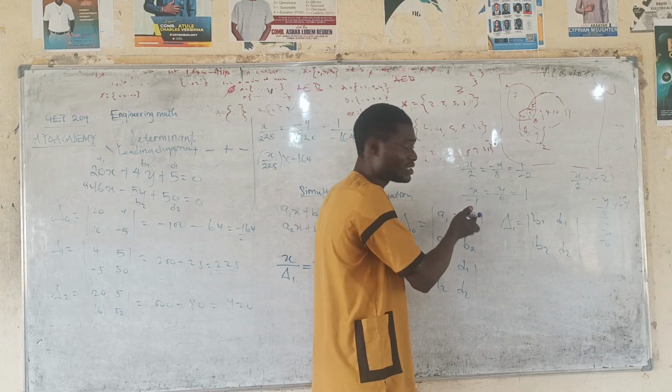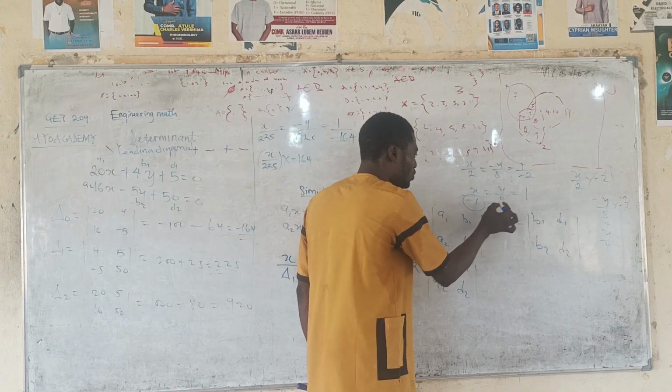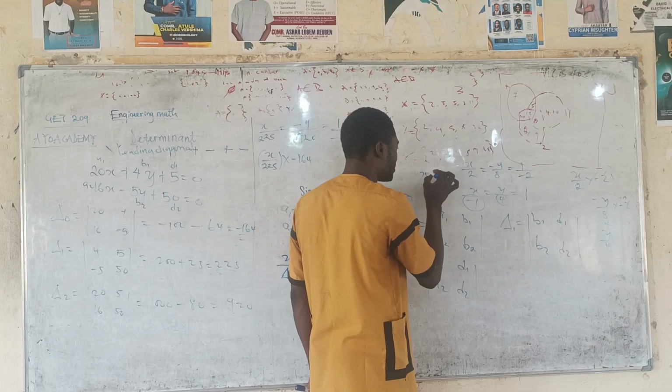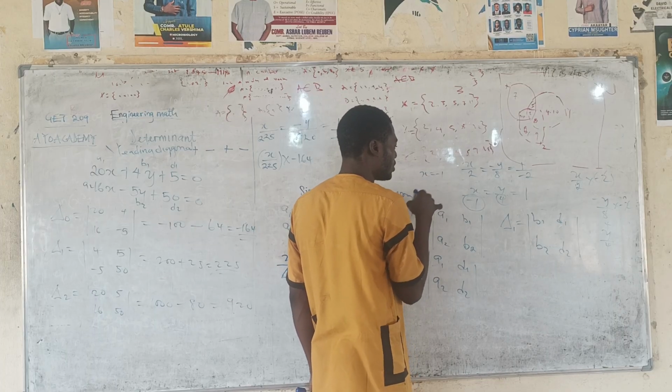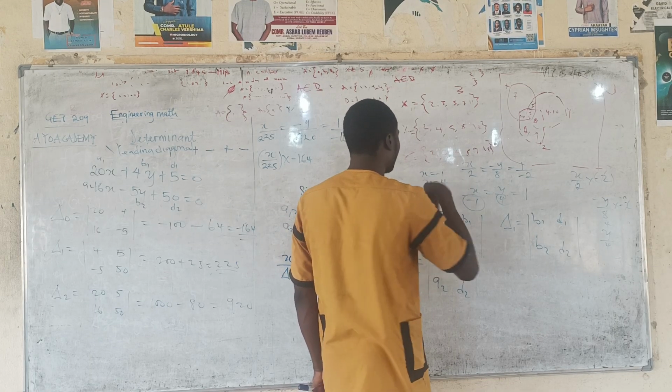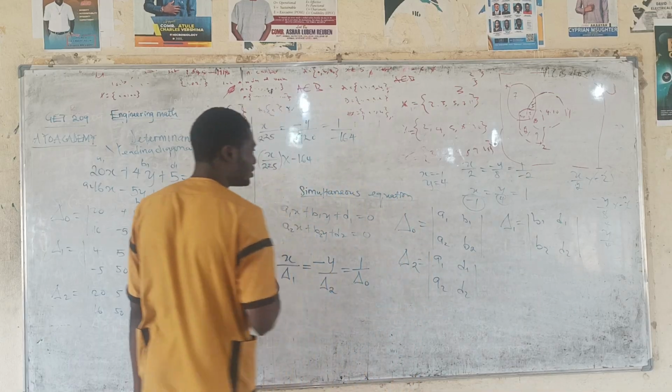Is that taken out? Because it's still the same thing. So the answer here is what you are looking for. The answer now is: x is equal to minus 1, and y is equal to 4. Is that taken out?